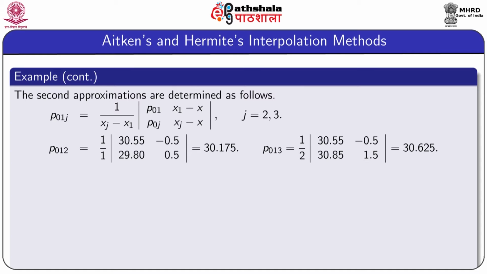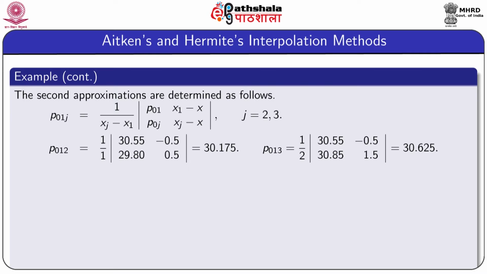The second approximations are determined as follows. The formula is p 0 1 j equals 1 by x j minus x 1. The first column contains two polynomials of degree 1, that are p 0 1 and p 0 j. The second column contains x 1 minus x and x j minus x, and this formula is valid for j equal to 2 and 3. That means this formula generates two quadratic interpolating polynomials.